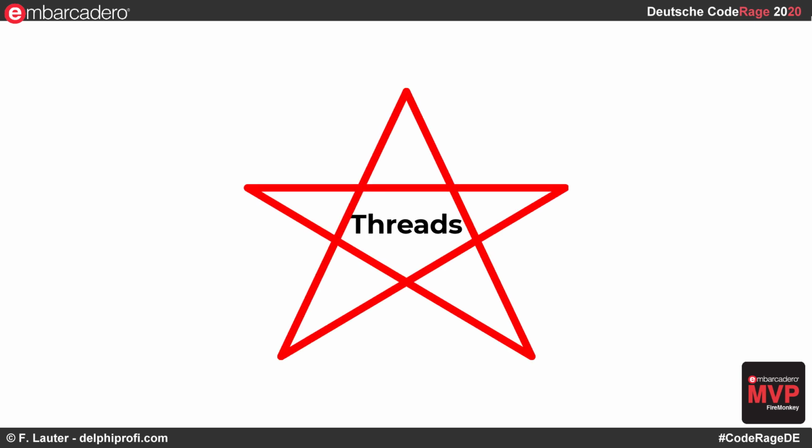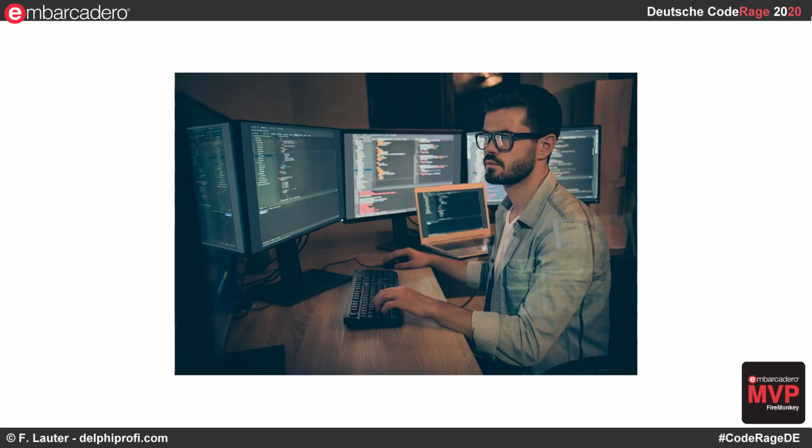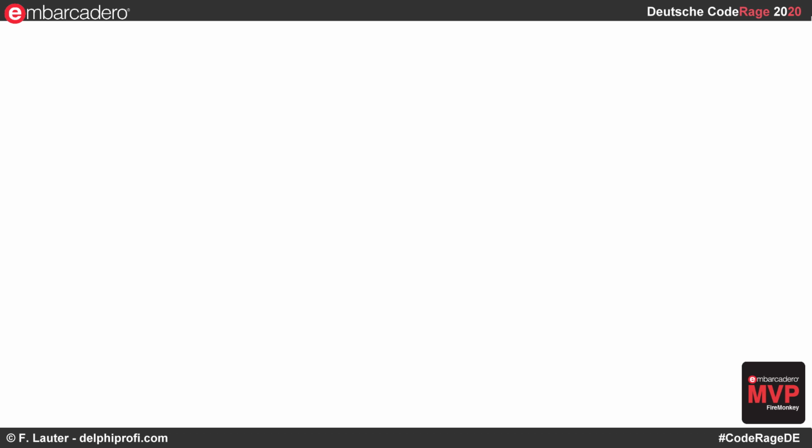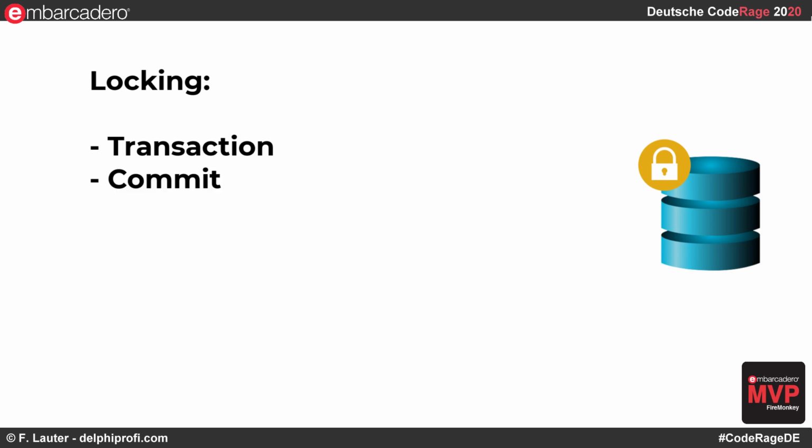Threads would be diabolical anyway, and the thread locking system would only get into the database because developers ignore the warnings. Let's take a look at how the locking system works. When a transaction is started, the database is locked. The database is not released when the commit happens, but only when all data has been written to disk.